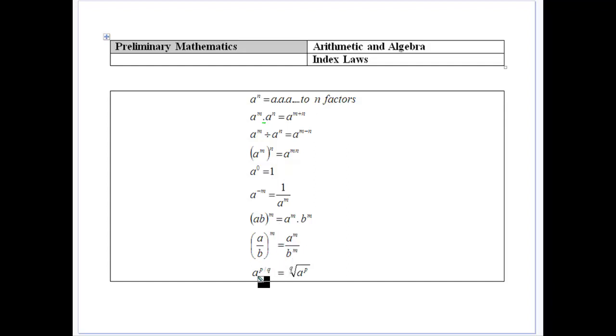And remember, when we get a fractional indice, it indicates a square root or a cube root or a fourth root, or whichever root we would want to take there. So that's where the q comes from, and the p would be a power. So they're all the index laws we've done and you have to remember.